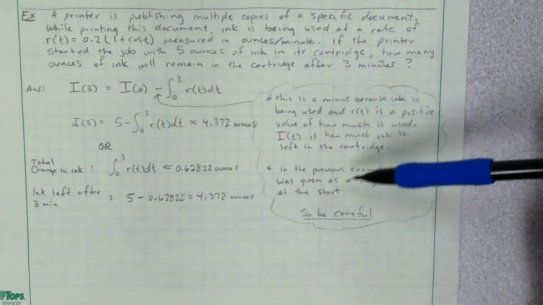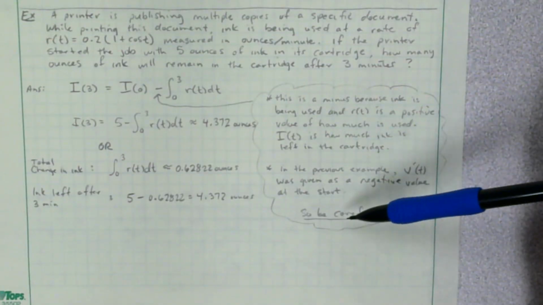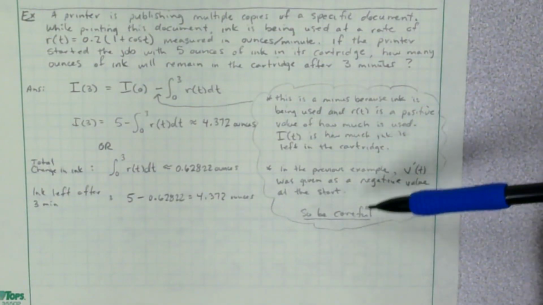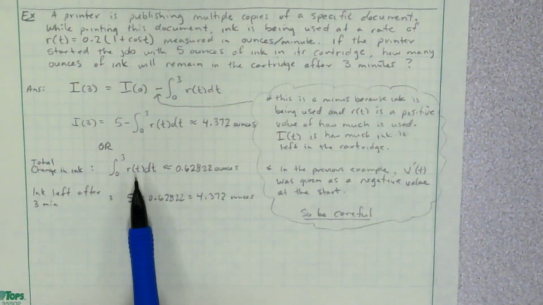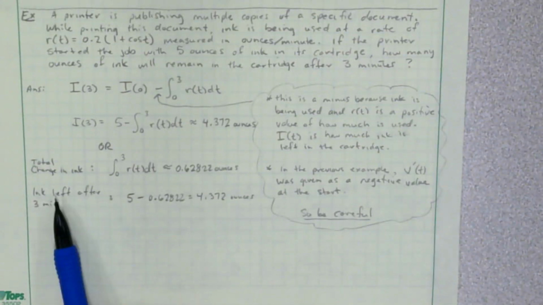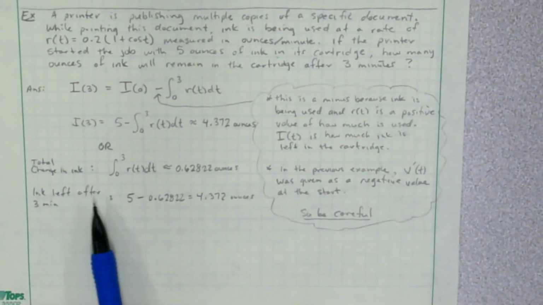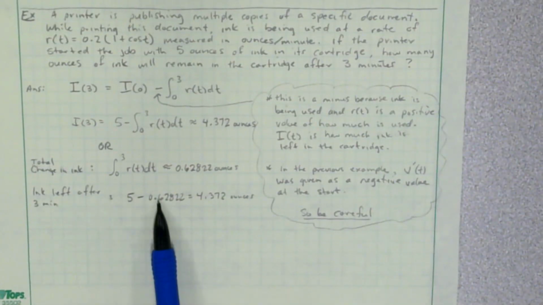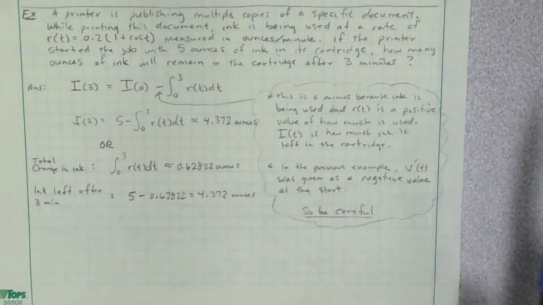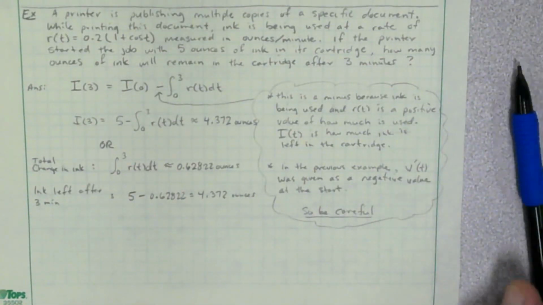In the previous example, V prime of t was given as a negative value at the start. So be careful as you read these things. You can also have done it this way: found the total amount of ink that was used, and subtracted it from what you had starting out. So the amount left after 3 minutes is what I started with minus what I used. Again, an alternate methodology for this process. All right.